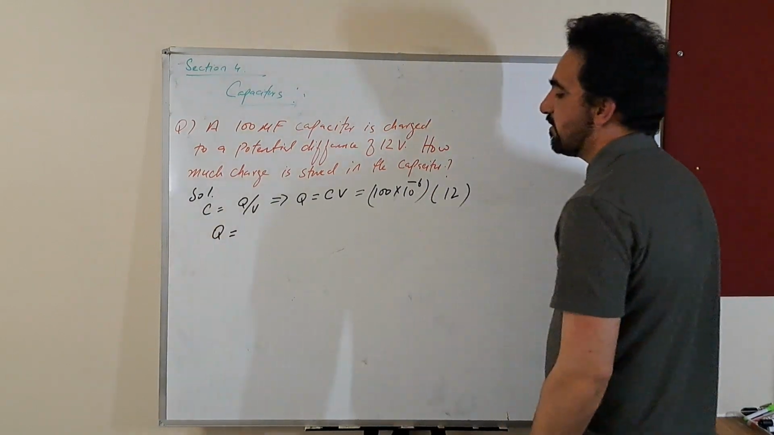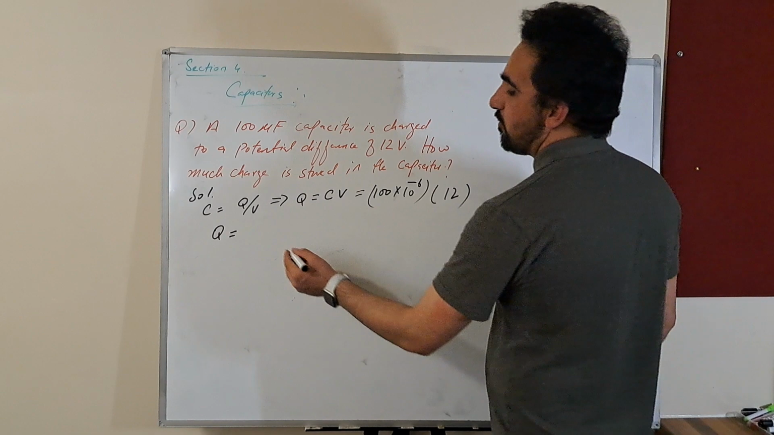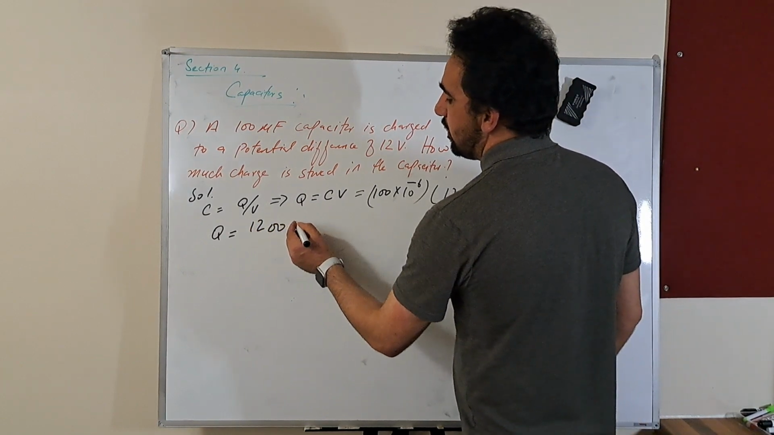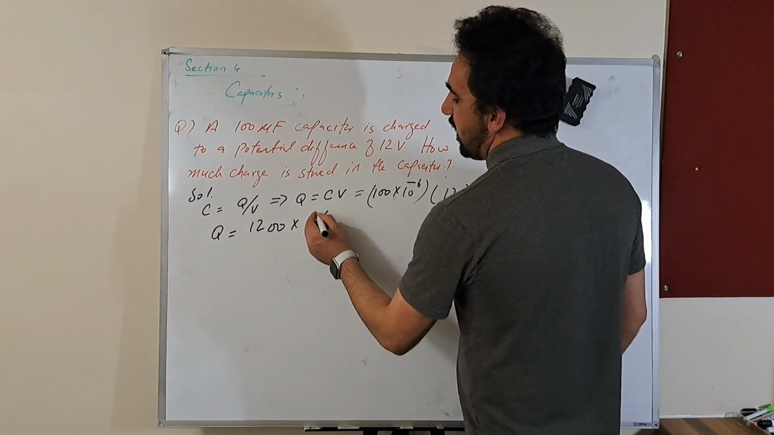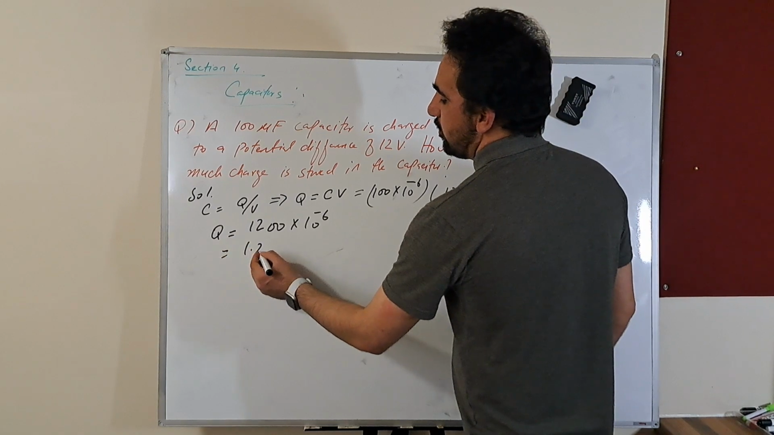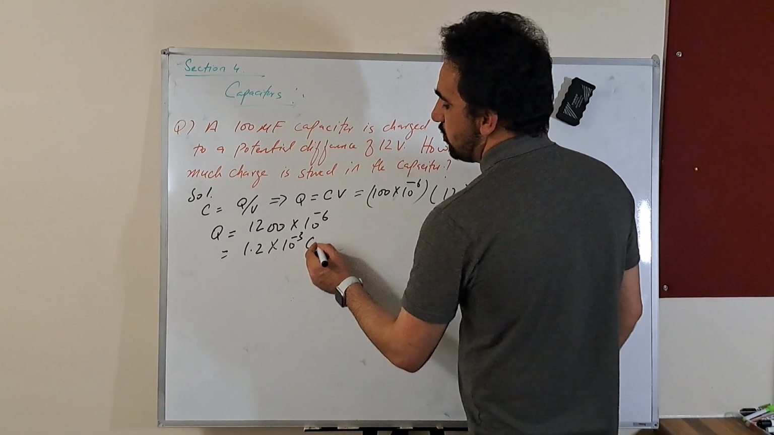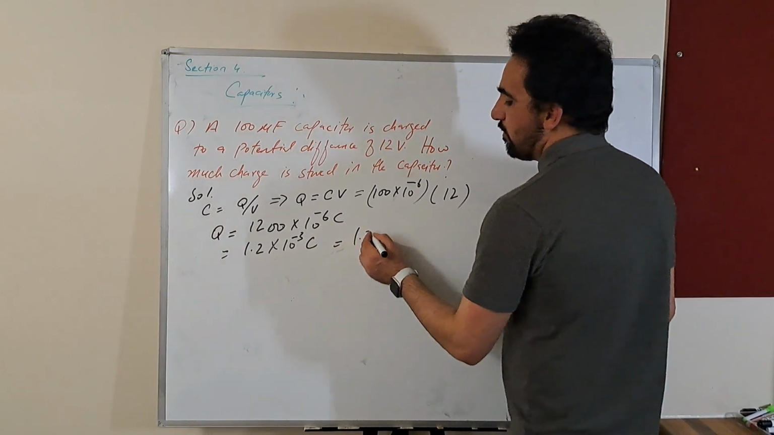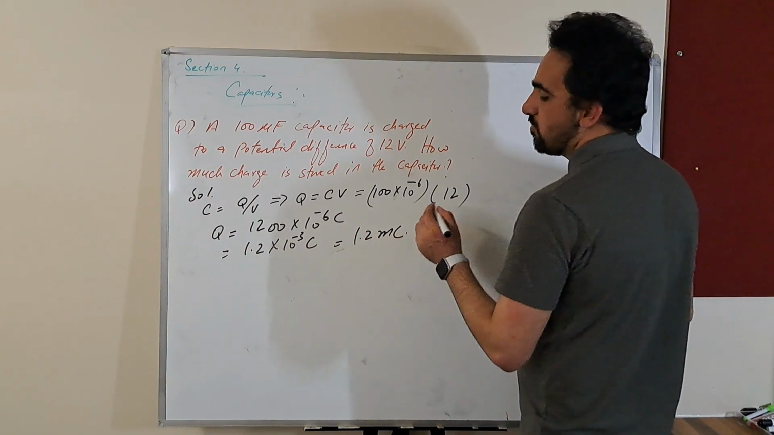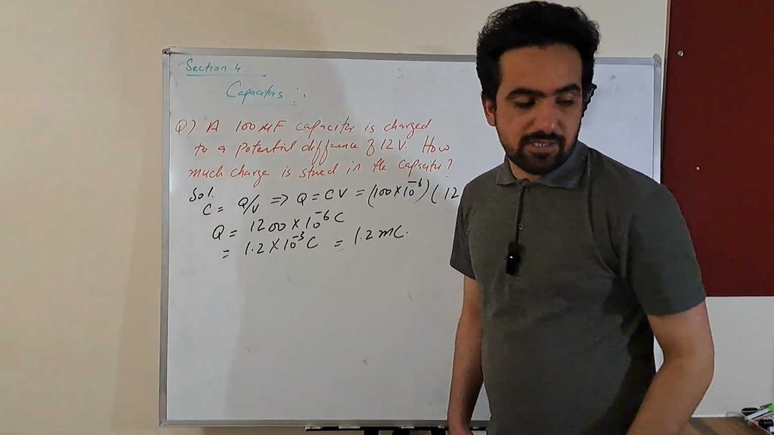So Q will become equal to 100 multiplied by 12 is 1200 times 10 to the power minus 6, or 1.2 times 10 to the power minus 3 coulombs. That is 1.2 millicoulomb charge will be stored. Okay.